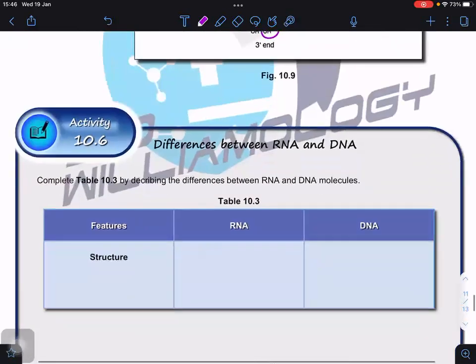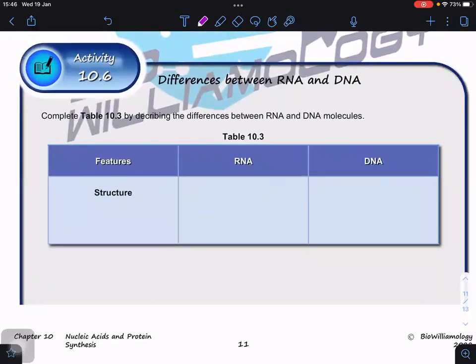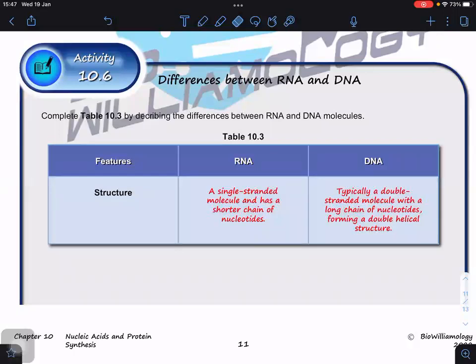Okay? So highlight this Activity 10.6. Activity 10.6 actually is very crucial because for so many years this question keeps repeating by CIE, to compare and contrast between RNA molecules and DNA molecules. So first, in terms of structure, RNA is a single-stranded molecule and has a shorter chain of nucleotides compared to DNA. DNA is much longer. RNA is much shorter. DNA is typically a double-stranded molecule with a long chain of nucleotides forming a double helical structure, or double helix.